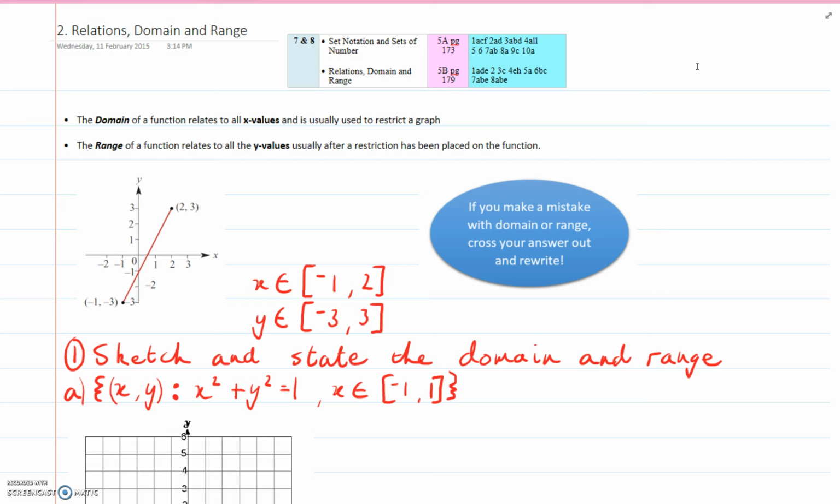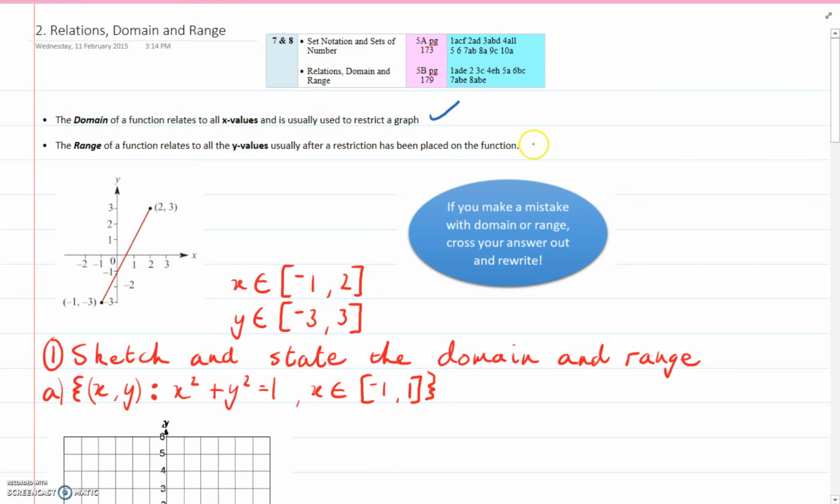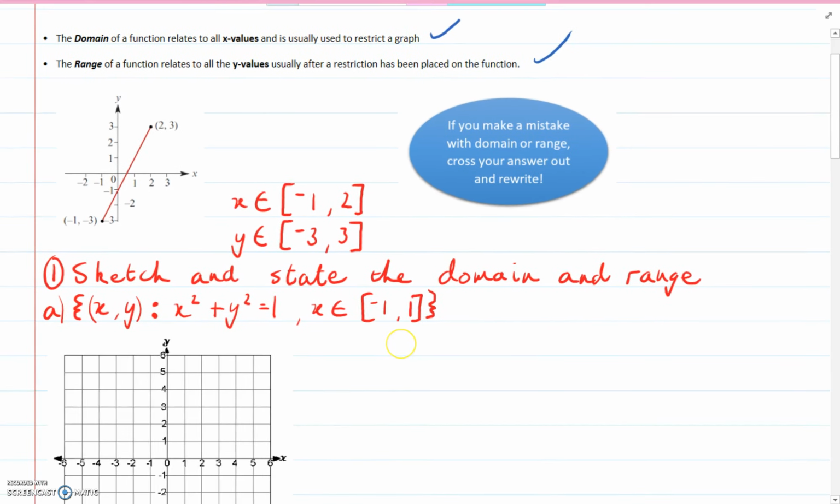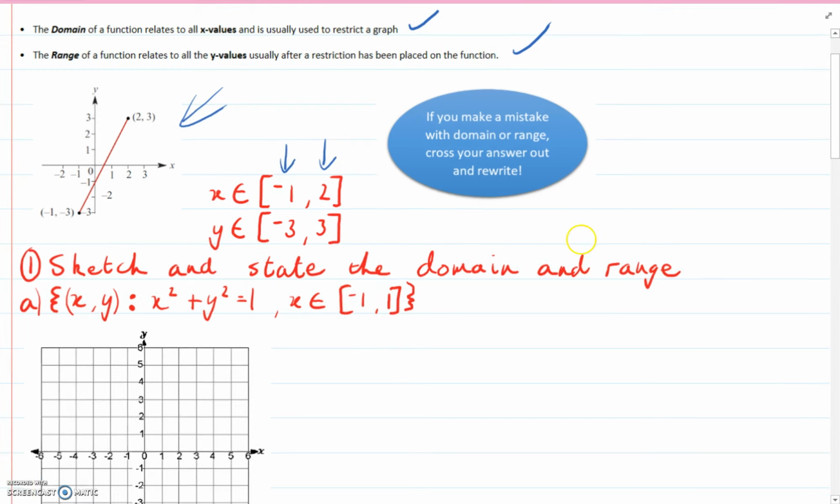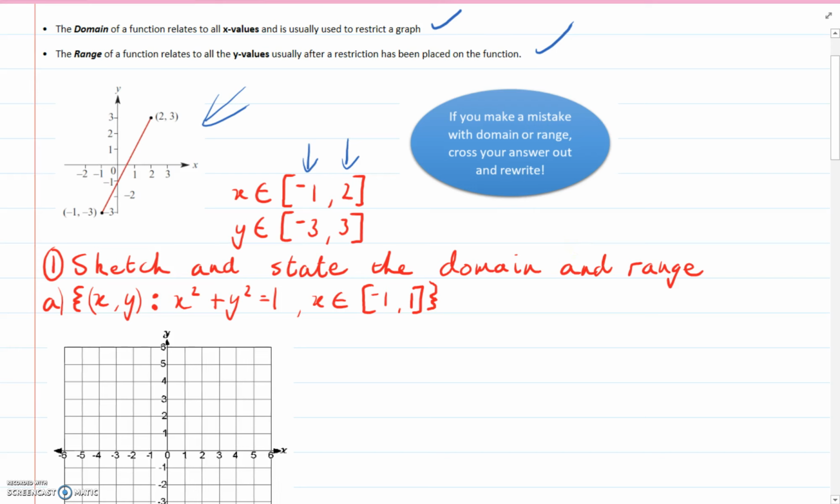Domain relates to all x values, range the y values. If we look at our little graph over here, the domain would be the farthest left x value to the farthest right, which is -1 to 2. We've used square brackets because they are solid dots, so they are included. Same with our y values. We're saying -3 to 3 is an element of y. That's what this little symbol is here. So that's the way to write domain.